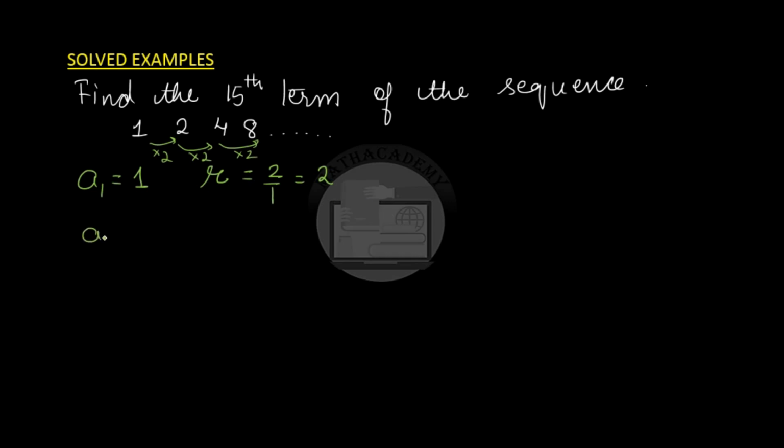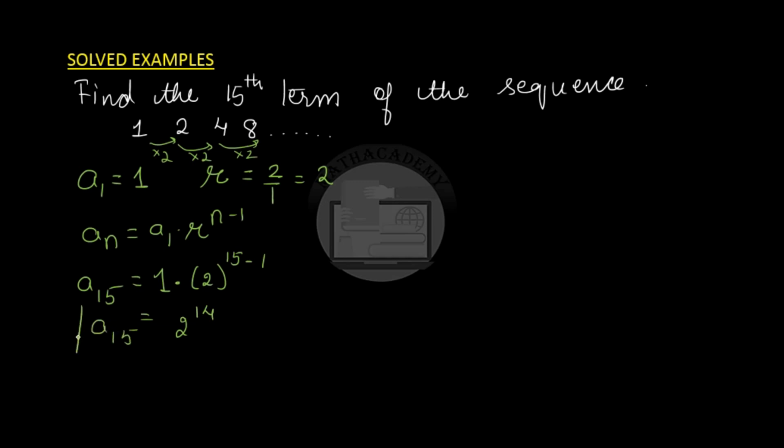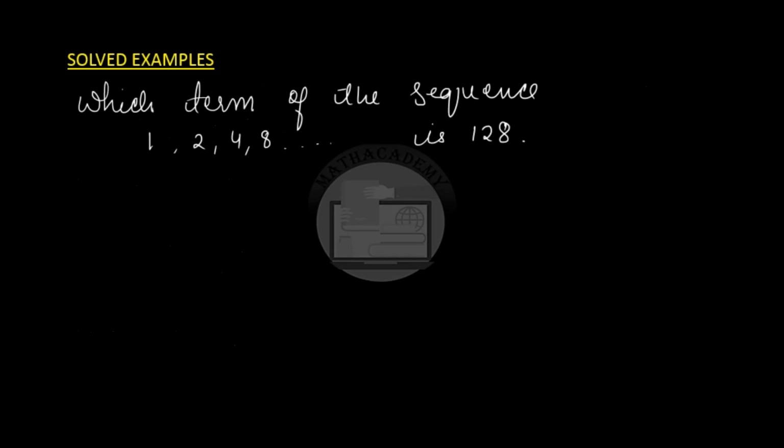So according to the formula, a_n is equal to a1 r to the power n minus 1. a15 should be equal to a1, which is 1, times r, which is 2, to the power of 15 minus 1. So this gives you 2 to the power of 14. So the 15th term of the above sequence is 2 to the power of 14. I hope this example is clear to everyone. Let us do one more example.